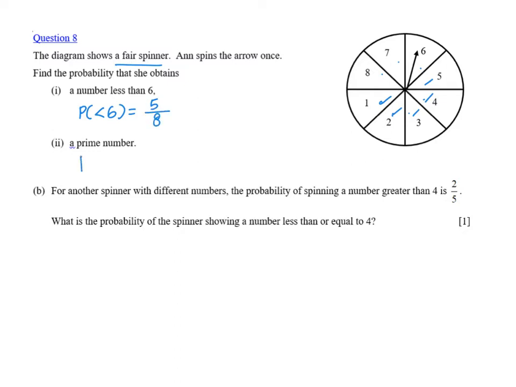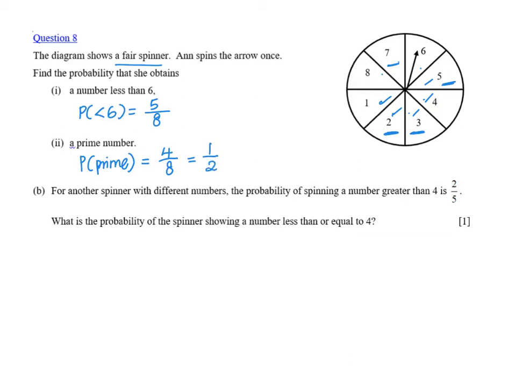Find the probability that it's a prime number. So 1 is not a prime number. I want prime numbers. So it will be 2, 3, 5, and 7. So 1, 2, 3, 4. 4 of the cases out of 8. And simplify it, we'll get half.